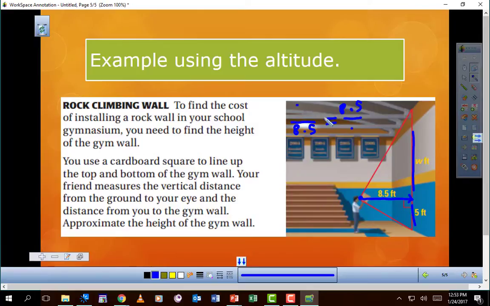All right, now these two pieces take up these two spots here. And it doesn't really matter which way you do it. So I'm going to put W on one of them, and I'm going to put the 5 on the other one. And now you solve this proportion just as before. Okay? So I would cross multiply this way. I get 5W is equal to 8.5 times 8.5.